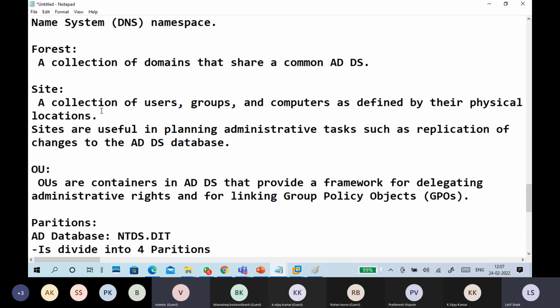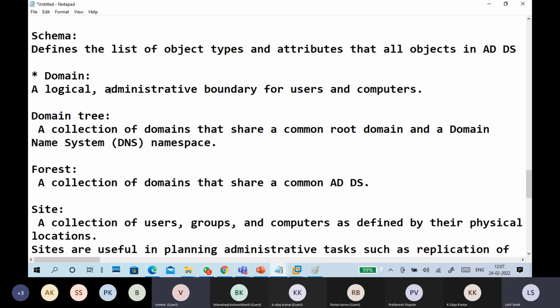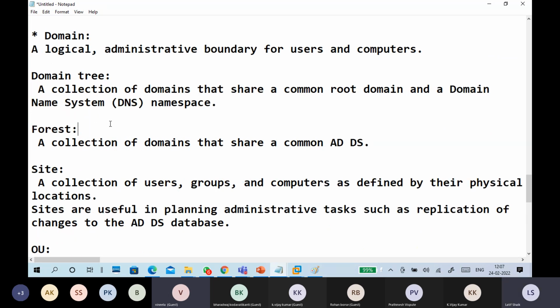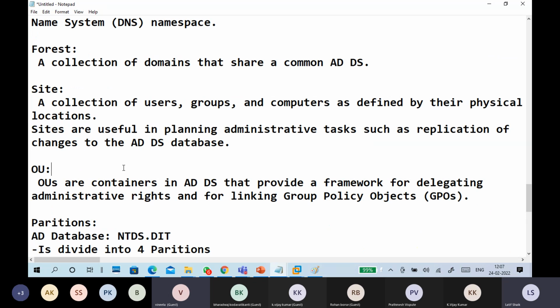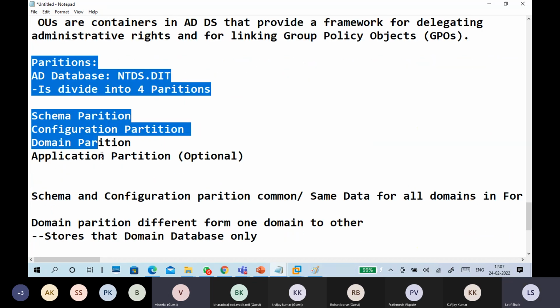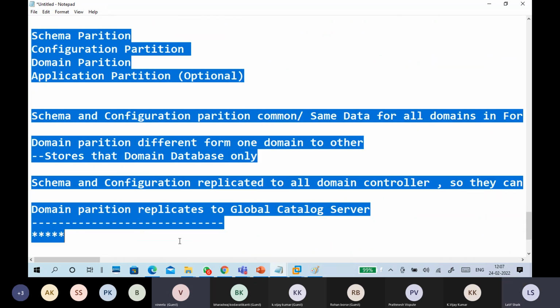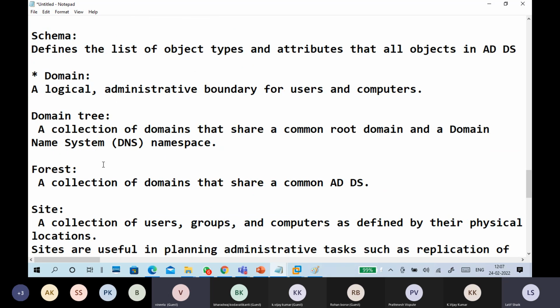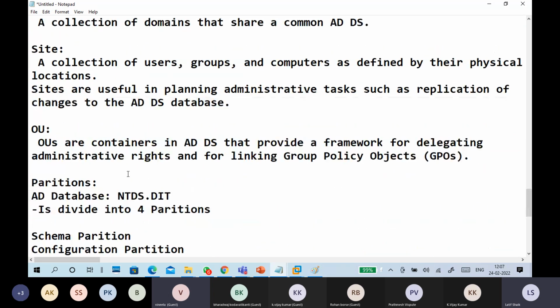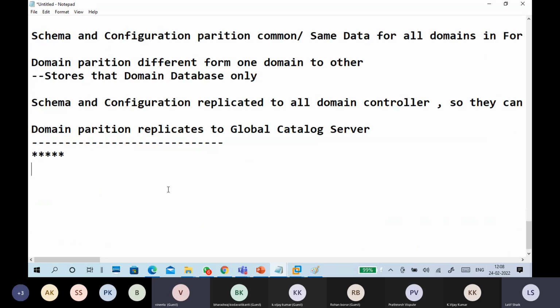Now we'll see the components: schema, domain, trees, forest, site, and OU. I have only told about the partitions here. I will try to explain again what a forest and a site are, and all that, once again.